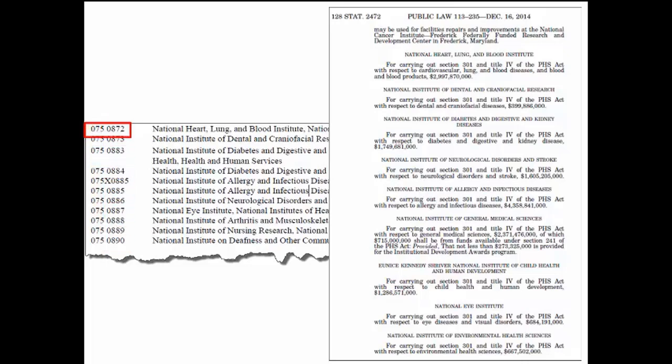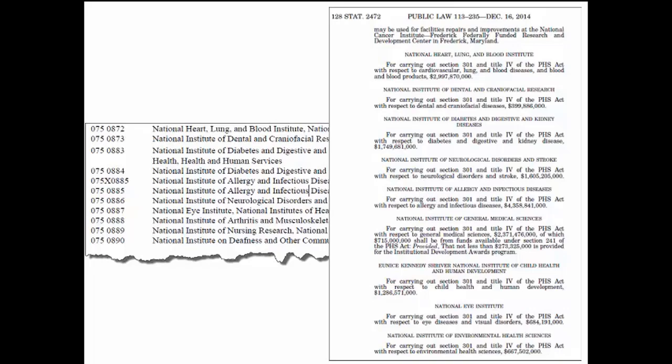For example, 075-0872 identifies the appropriation for National Heart, Lung, and Blood Institute. 075-0873 identifies the appropriation for National Institute of Dental and Craniofacial Research, and so on. These account symbols are very important in the accounting for the appropriations. We'll return to the account symbols a bit later. In all, there are almost 80 separate appropriation account titles in HHS that receive appropriations in an annual appropriations act.